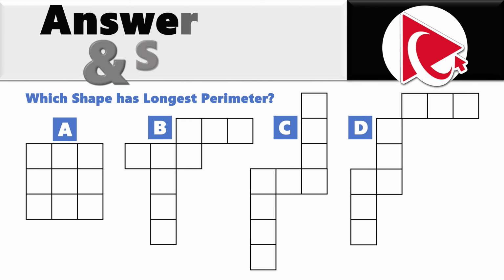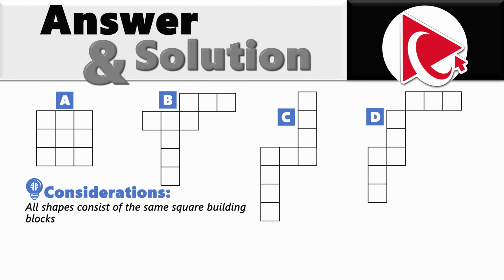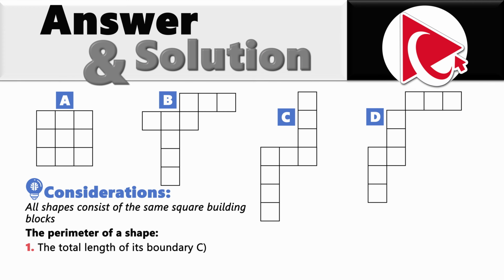To solve this challenge, let's look at some important considerations. You might have noticed that all shapes here consist of the same square building block. But because shapes are so dramatically different, perimeter of the shape can be calculated in two different ways. The first way is to calculate the total length of the boundaries.